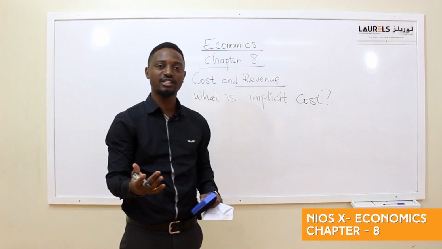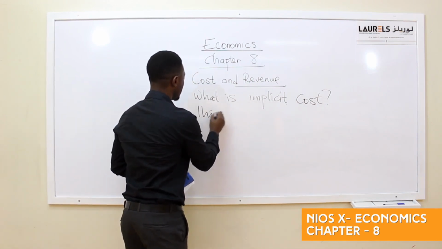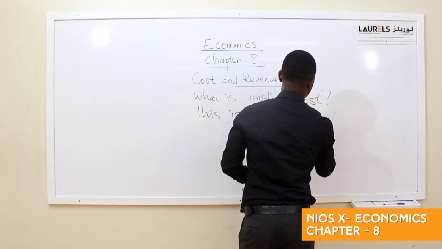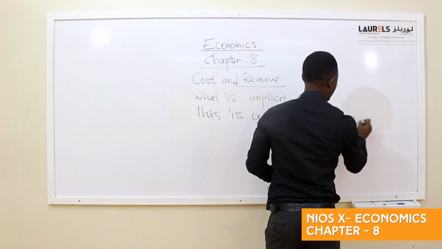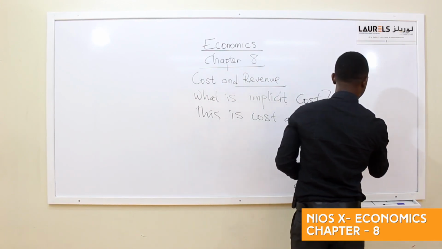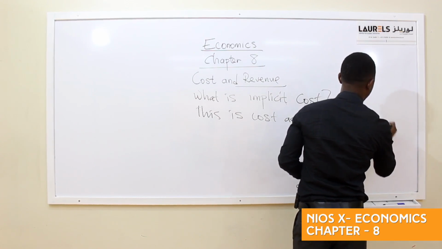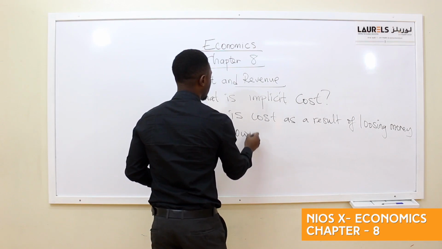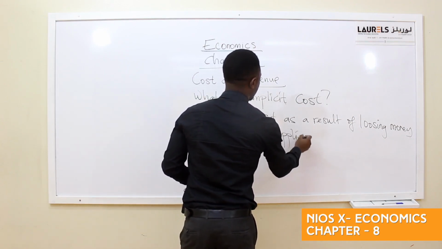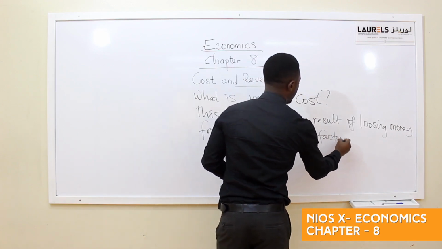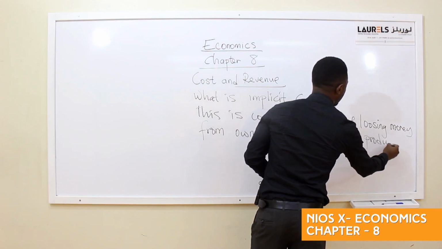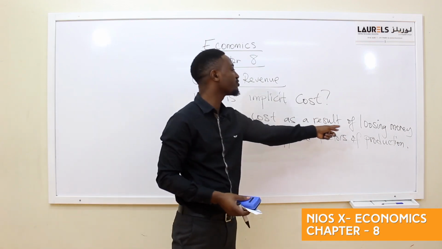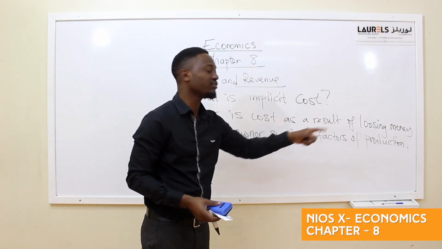Implicit cost, we can simply define it as costs which result from losing money from owner-supplied factors of production.